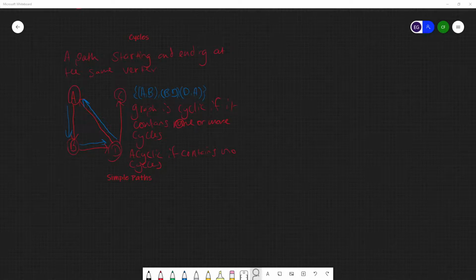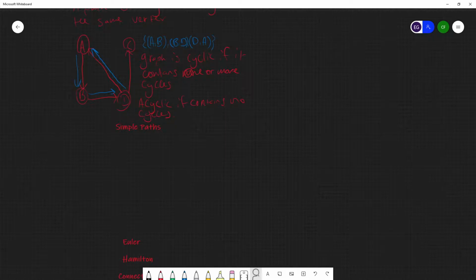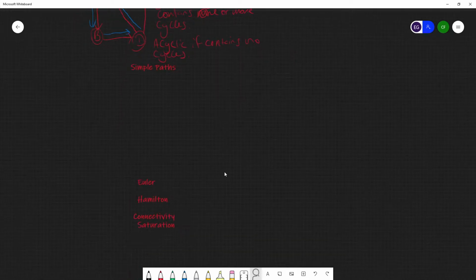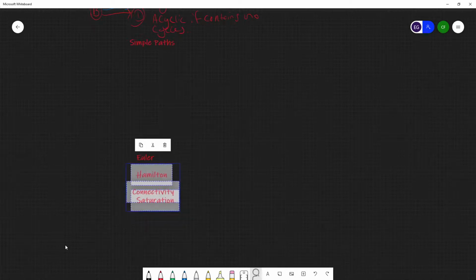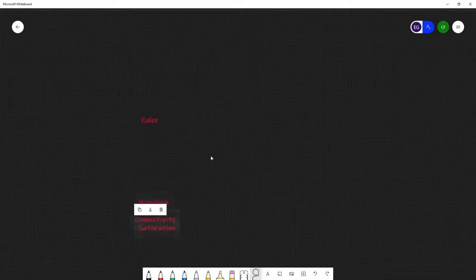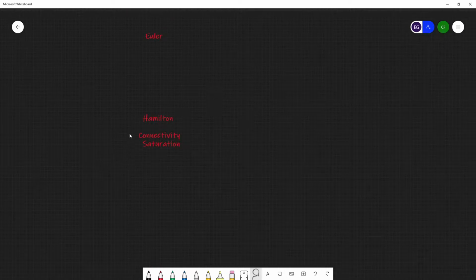Okay, and now I think I can hand it over to Cami for simple paths. Yes. In fact, before I do that, I will just push a bunch of these down a bit. Mm-hmm. Push. And push.